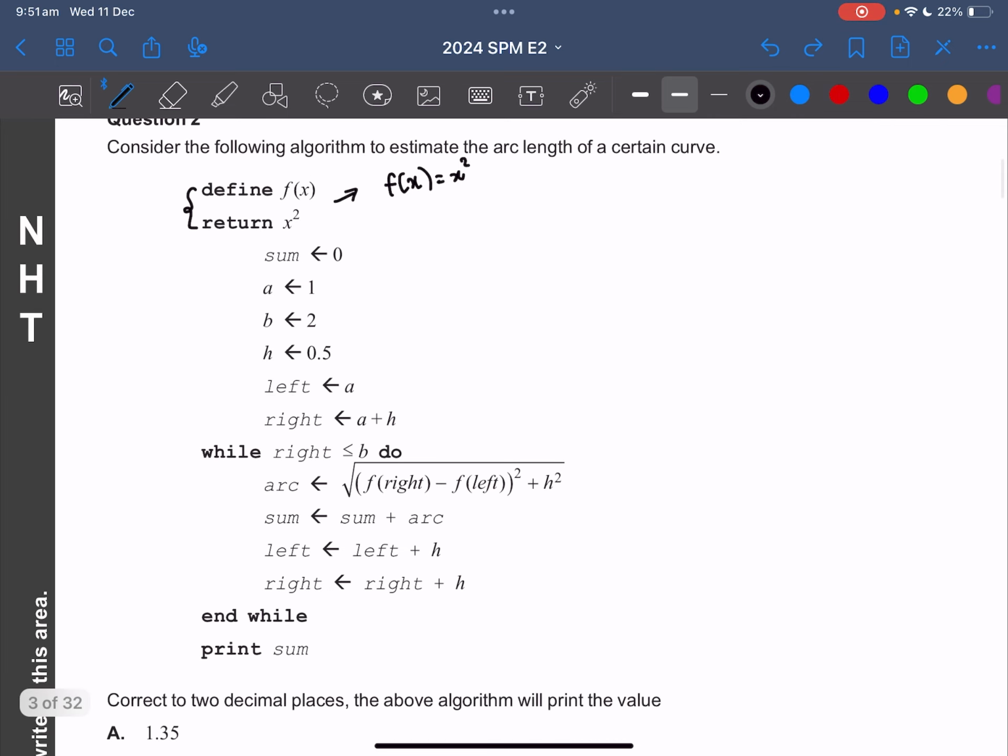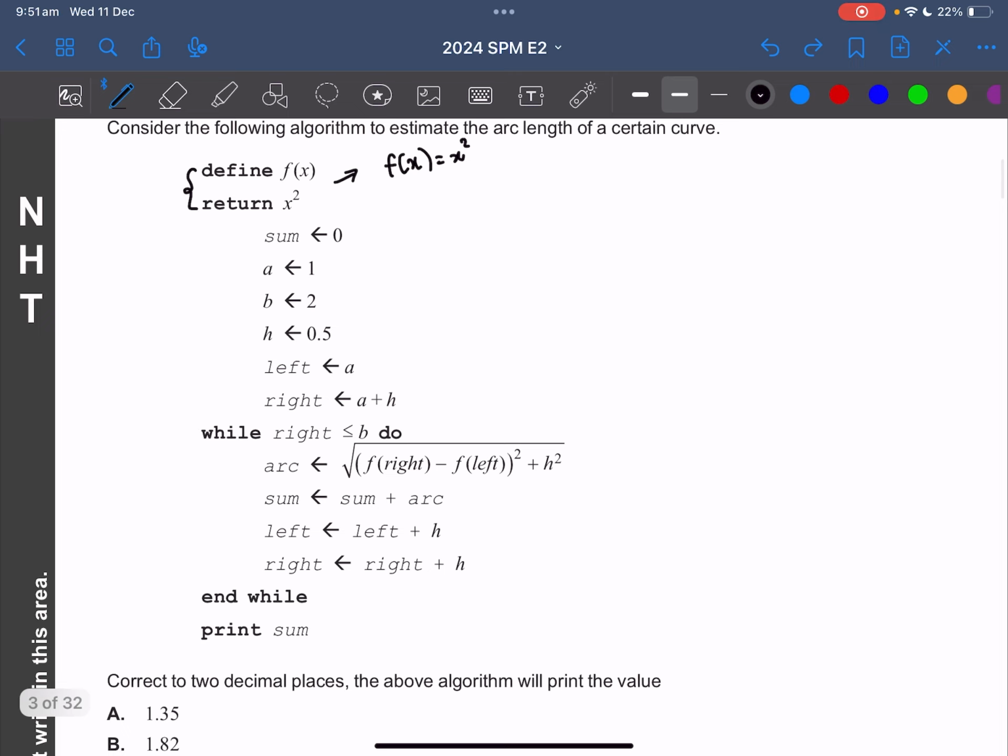Initially the sum is set to 0, a is set as 1, b is set as 2, h is set as 0.5, left is equal to a and right is equal to a plus h. While right is less than or equal to b, do this. So basically, while this is true, we have to keep executing what is inside the while loop. This is basically saying a plus h has to be less than or equal to b, which is 2.